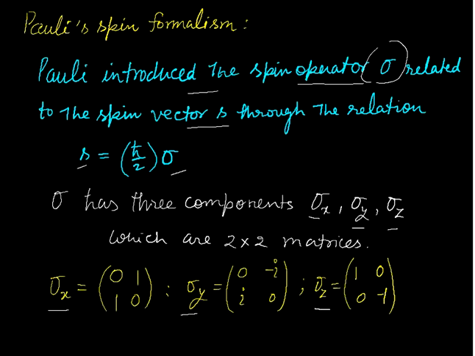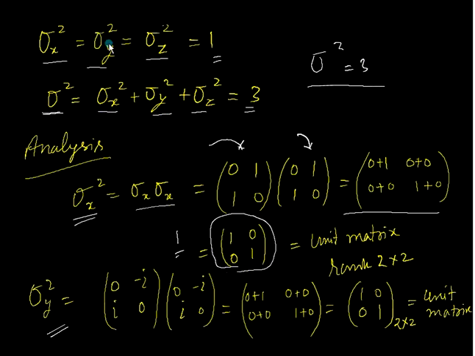Pauli's spin formalism. Pauli introduced basically the spin operator sigma that is related to the spin vector S in this way: S is equal to h cross by 2 sigma. Sigma has three components: sigma x, sigma y and sigma z, where sigma x is equal to 0, 1, 1, 0. Sigma y is defined by 0, minus i, i, 0, and sigma z is equal to 1, 0, 0, minus 1. Now sigma x square is equal to sigma y square, equal to sigma z square, and numerically the value is equal to 1.